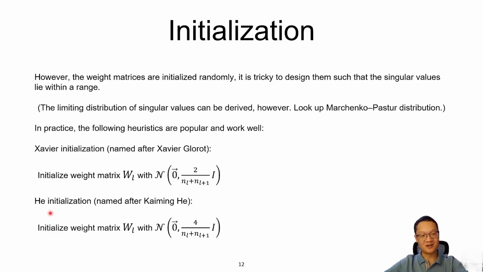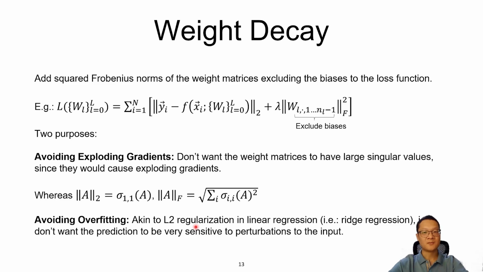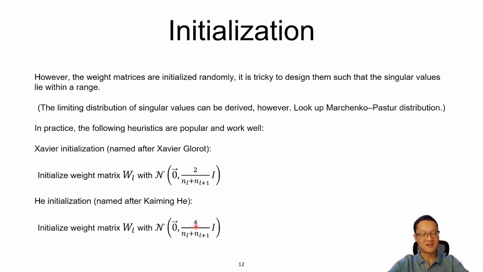We also have the He initialization. Here we initialize the weight matrices very similarly, but with a larger variance. We won't really go into this too much. So initialization is basically one way of trying to get the training process started without exploding gradients.